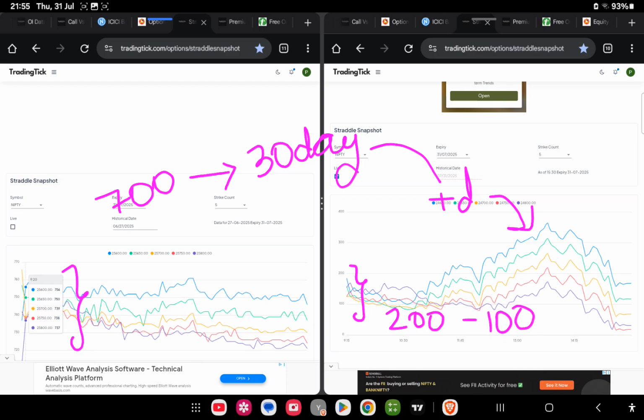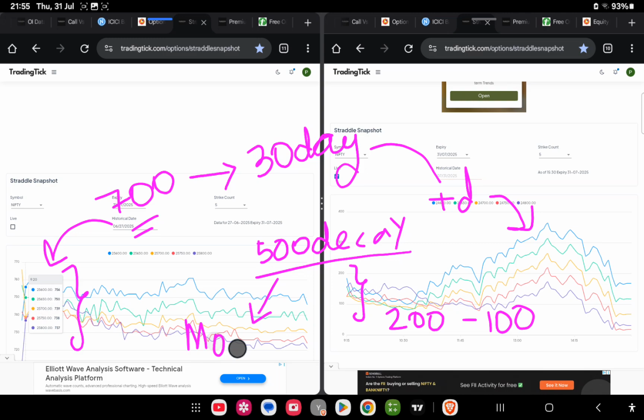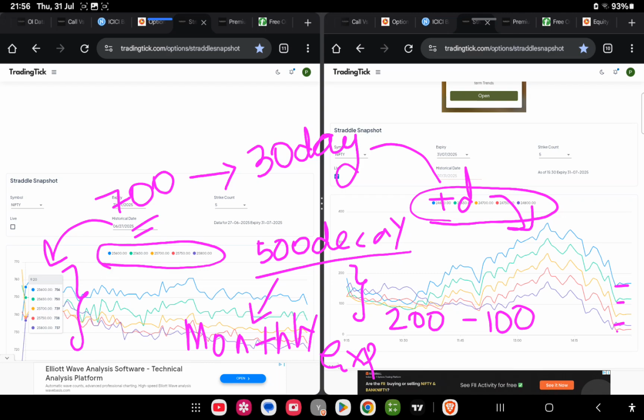You could see 700 was the starting point, and then 200, so almost 500 points is the decay for the monthly expiry, right? So you understood the decay concept, right? You could individually check, and then the strikes also you can check here. You could see the same strike I have taken, and I'm comparing for the Nifty. The expiry is also the same.